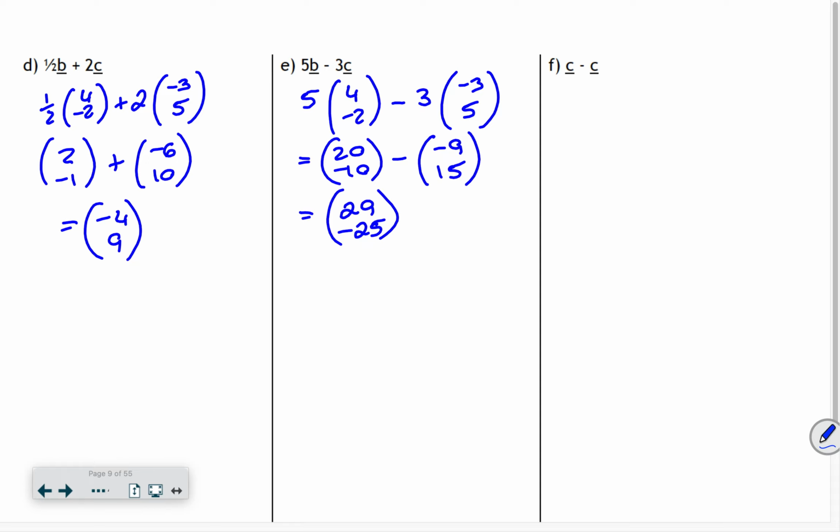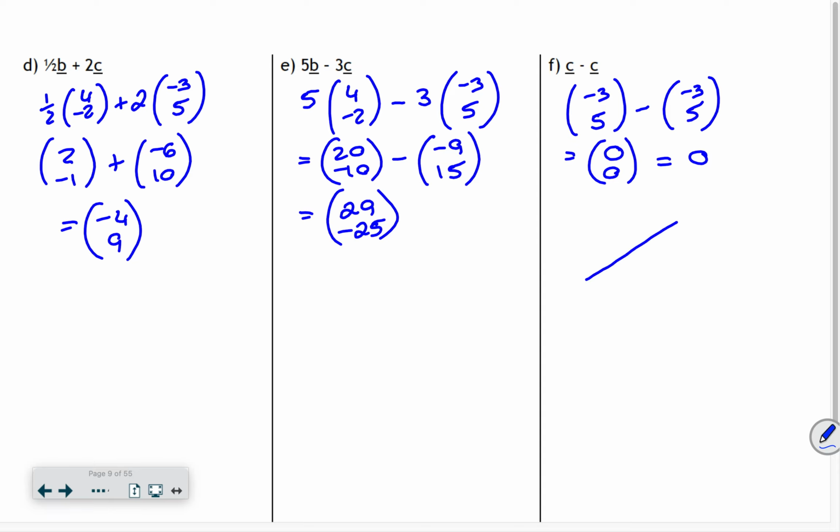And then the last one, c take away c. So if I have the vector c, which is minus 3, 5, if I take away the vector c, which is minus 3, 5, minus 3 take away minus 3 is minus 3 plus 3, which is 0. 5 take away 5 is 0. So it's just going to be 0. And that makes sense, because if I have a random vector c, if I was to then go plus negative c, that would have the effect of going back down the way. And I would end up right back at my starting point. The vector is all about the journey. Okay?